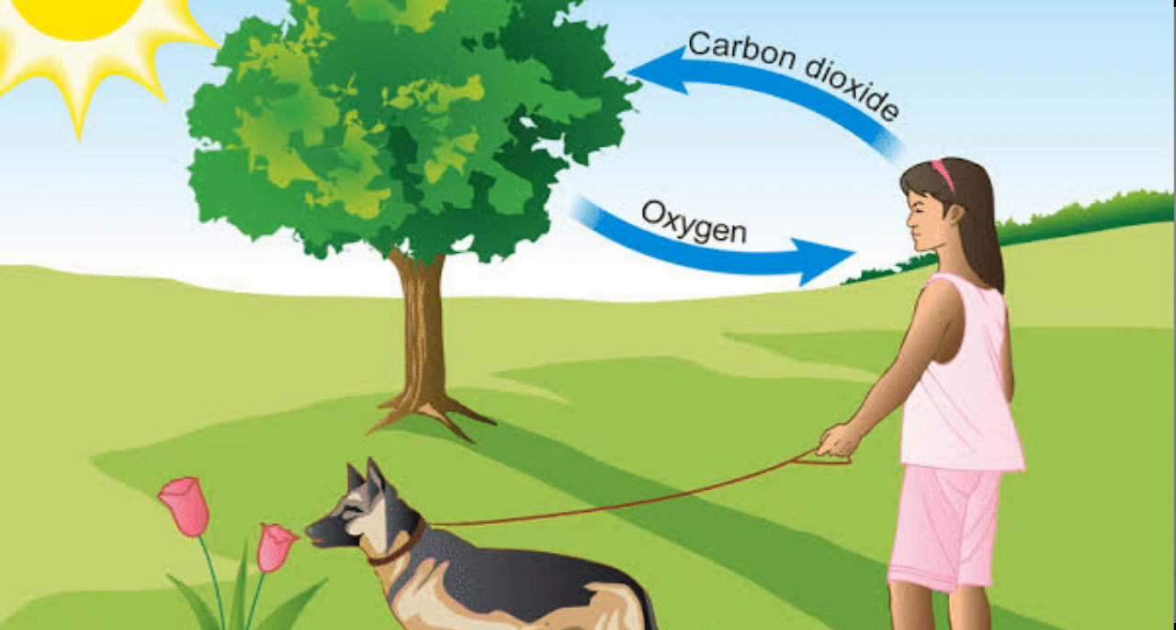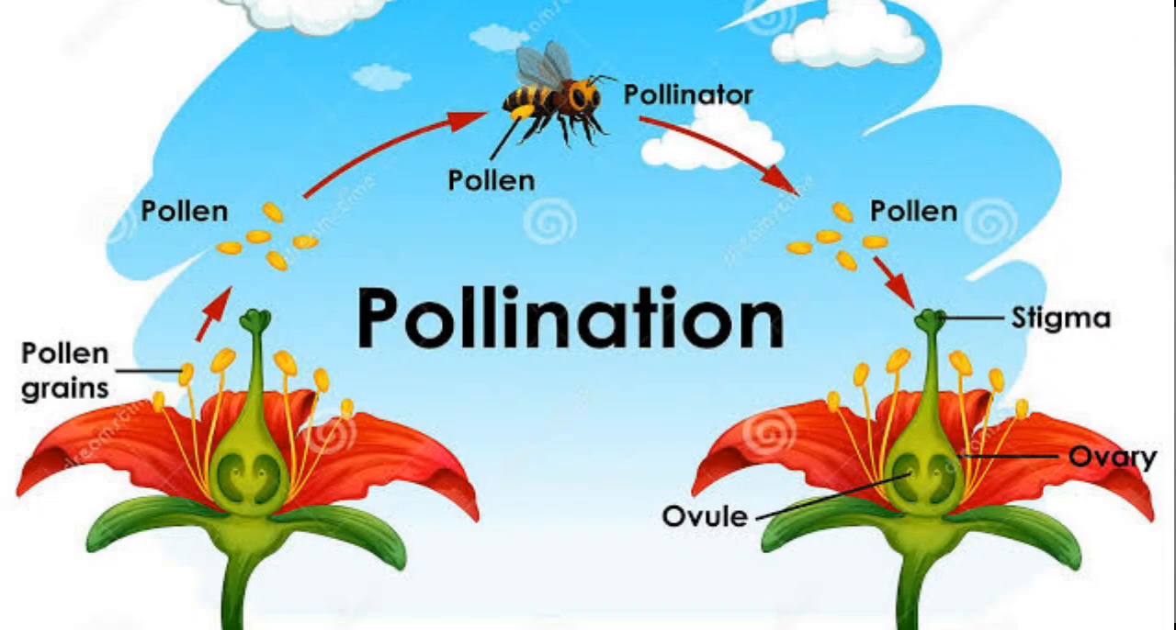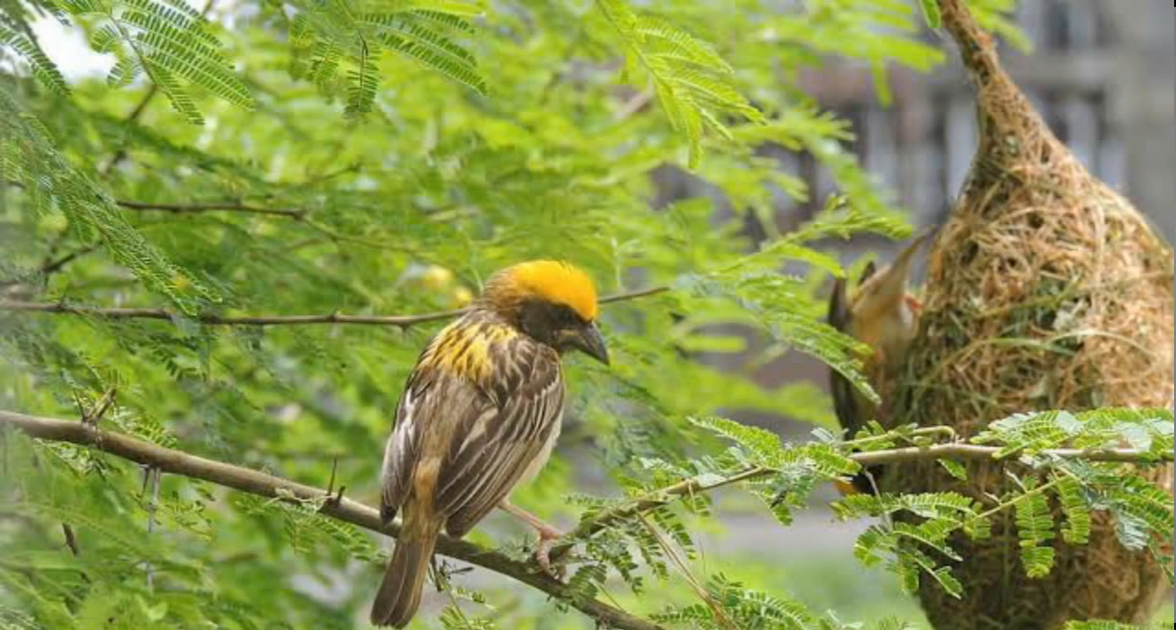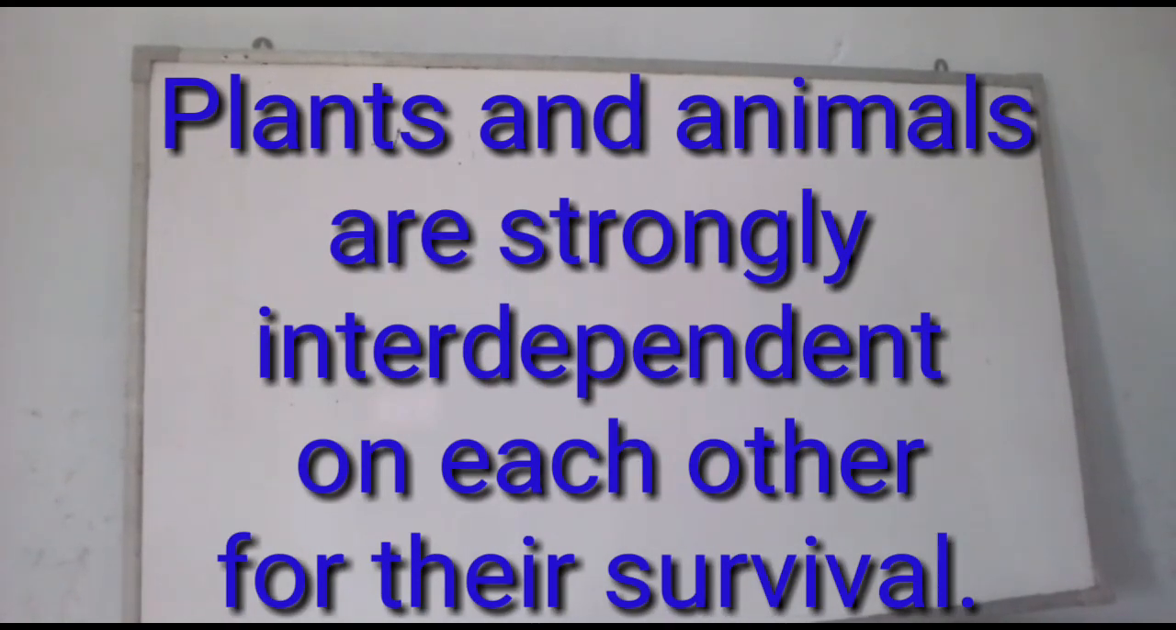Plants also need animals for many other purposes. There are some plants whose pollination and seed dispersal happen with the help of animals, from one place to another place. The animals help in pollination and in seed dispersal. Animals such as birds use plants to make their homes. You might have seen some birds like the sparrow build their nests on trees. Thus, plants and animals are strongly interdependent on each other for their survival.